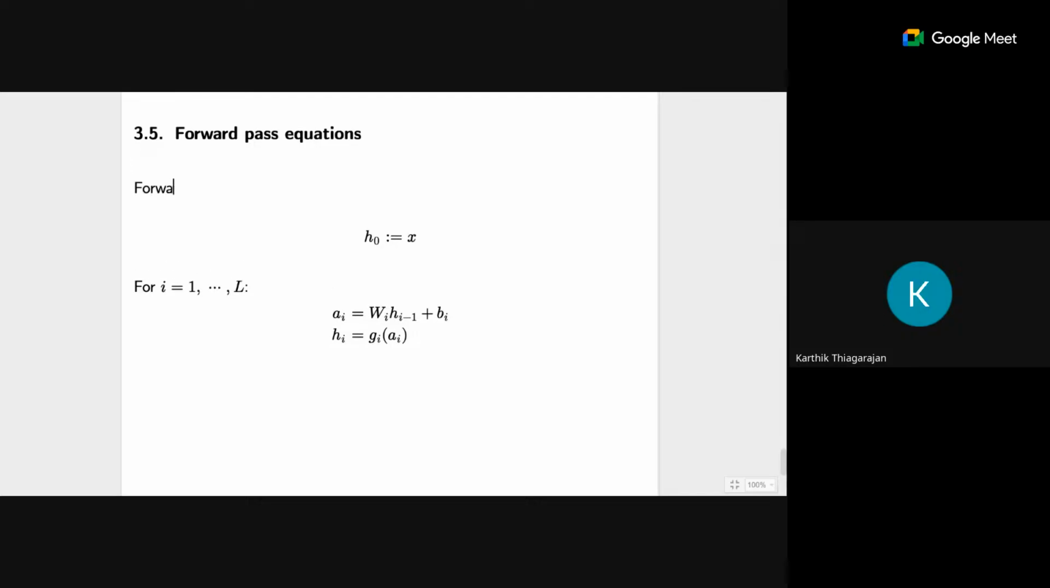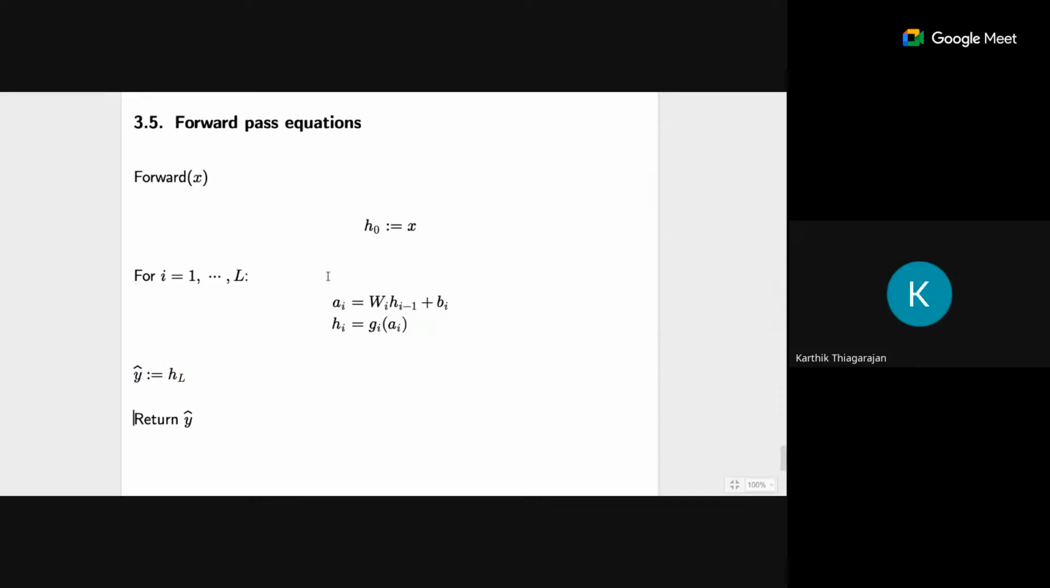So this is a function. Let's call it forward. It will take X alone as input, and then it has to output something. So what will it return? It should return y hat. Internally, outside the for loop, you can set y hat to be h_L. Again, you assign this as h_L, and then you return y hat. Is this clear to everyone? This is the forward pass.